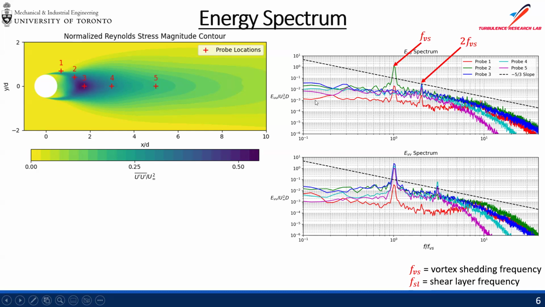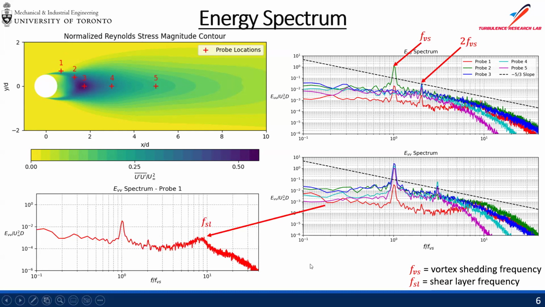And if we look at the red line, which is probe 1, located at the edge of the shear layer, we take it out and plot it again. We actually see the footprint, or the energy, of the shear layer frequency, which is roughly an order of magnitude higher than our primary, or basically our wake frequency.